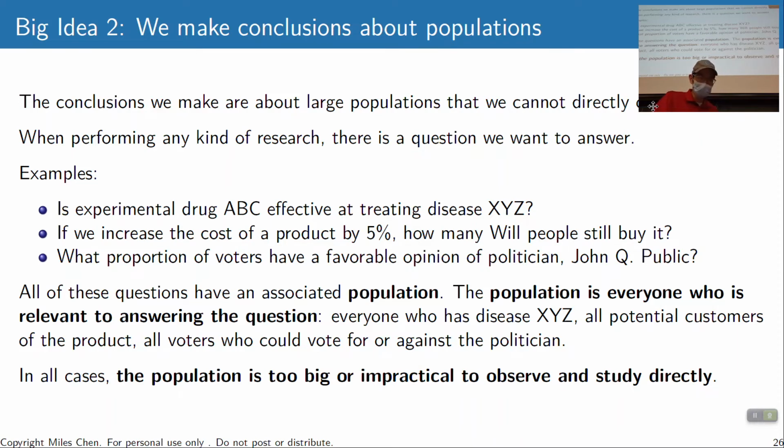Now we want to see what the population is. All of the questions that we're looking at have some kind of associated population. The population would be everyone who's relevant to answering the question. So if we're talking about whether some drug is effective at treating disease XYZ, the population would be everybody who has disease XYZ, which in a lot of cases we don't even know who's part of that population. And even if we knew, we have no way to track every single person down and ask them questions or do some kind of experiment with them.